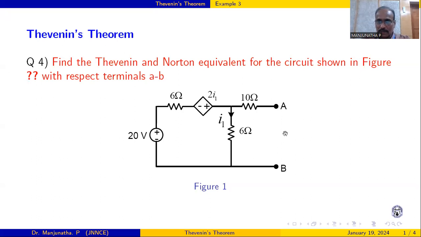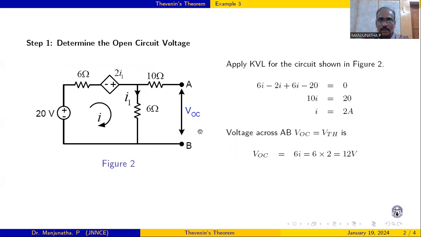Thevenin's or Norton equivalent with respect to terminals AB. With respect to terminals AB, it has 3 resistors and one current, I1. The amount of current I1 will be related to the voltage source 2I1. This is the dependent current source. Sorry, dependent voltage source. 20 volts. Now how to determine the Thevenin's equivalent and Norton's equivalent?